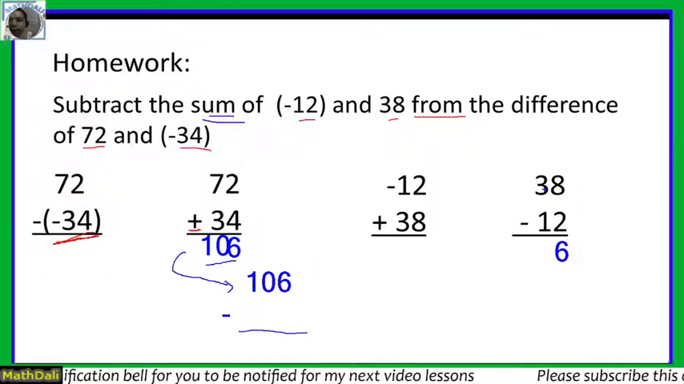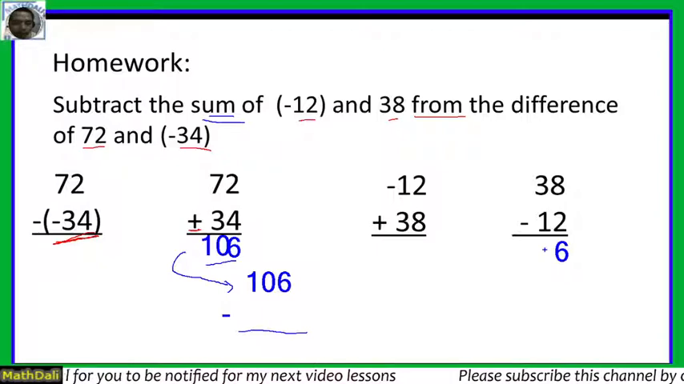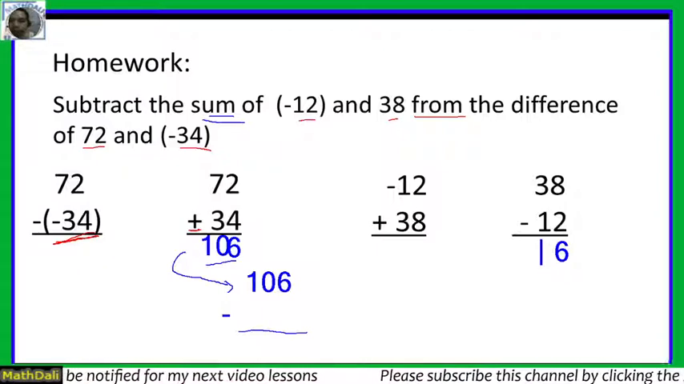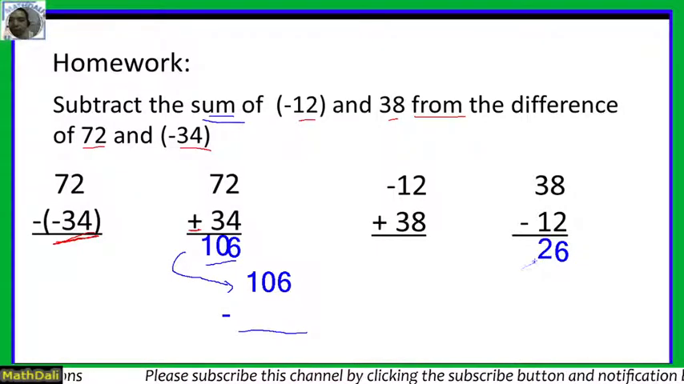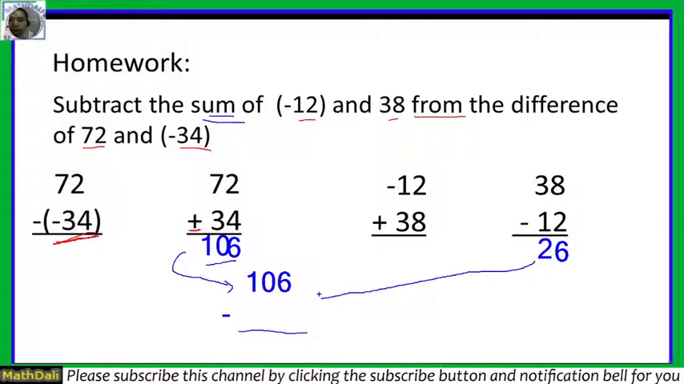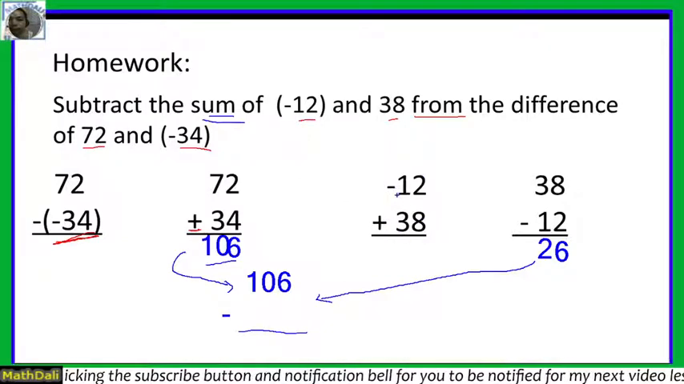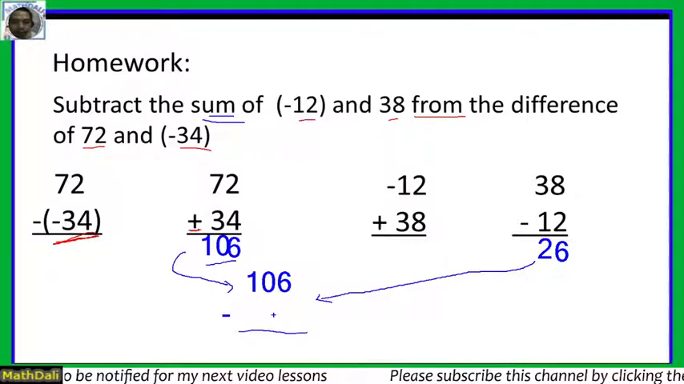Then, 3 minus 1, that is equal now to 2. Yan, 26. So, yun yung ilalagay natin dito na subtrahend natin. So, positive yan kasi mas malaki yung 38 kaysa sa absolute value ng negative 12. So, kokopyahin natin yung sign ng 38, that is positive. Kaya positive 26. So, lagay na natin dito yung sum sa baba ng 106.